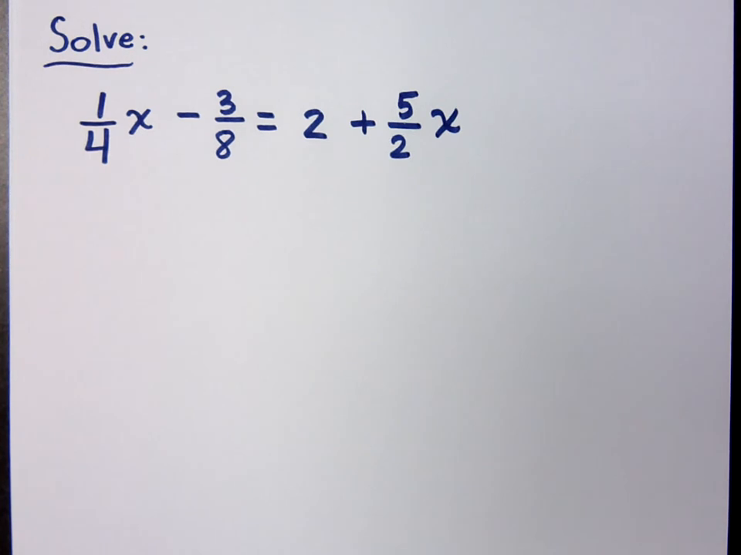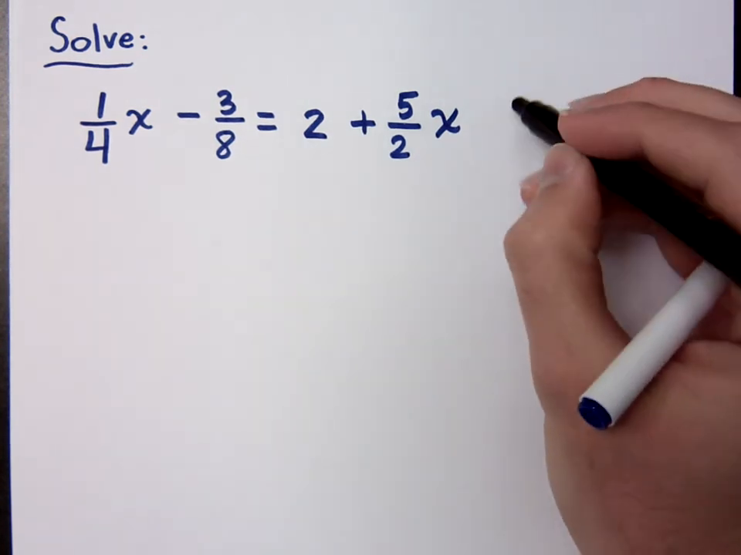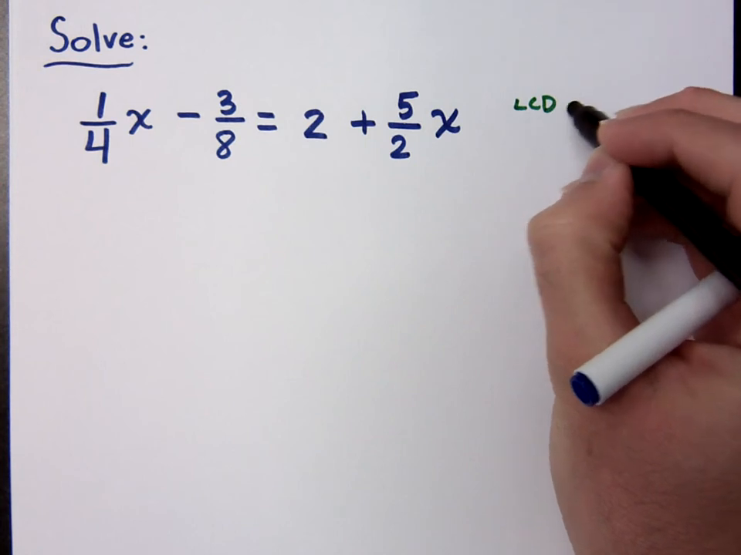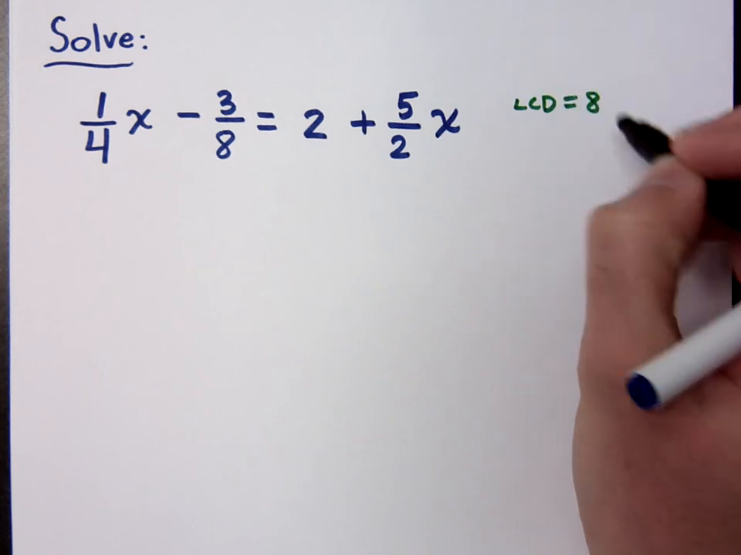So, we've got a lot of things here, right? We have a lot of fractions, and I know you guys are probably freaking out. But you don't have to. We've seen these guys before. How do we clear fractions? We find the common denominator for the whole problem. What's the LCD for everybody? The least common denominator is 8, right?